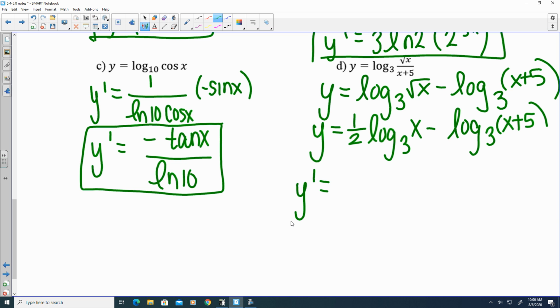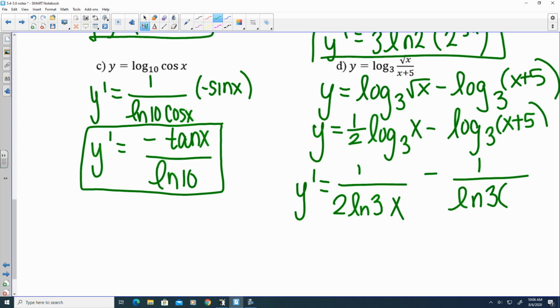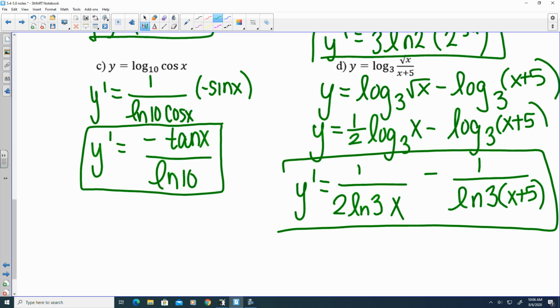Okay, so I'm going to have the 1/2, put the 2 in the bottom, natural log of the base times the inside times the derivative of the inside. So that one is set. Second one, 1 over natural log of the base times the inside times the derivative of the inside, which again is just 1. So this one is all set. How much worse would that have been if I had left it alone and tried to take the derivative of that using the quotient rule? That'd be just not very fun. So make sure you do that algebra stuff first and get it out of the way to make your life easier to do the calculus stuff.